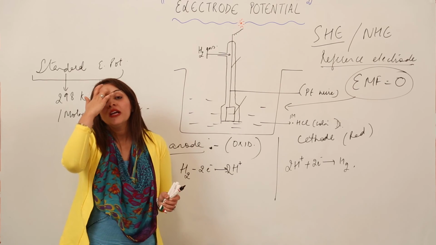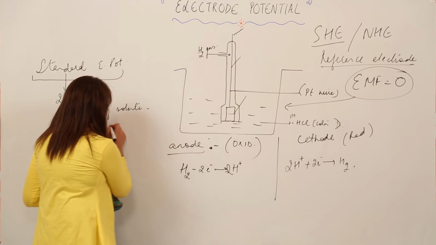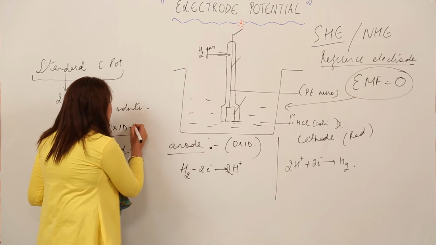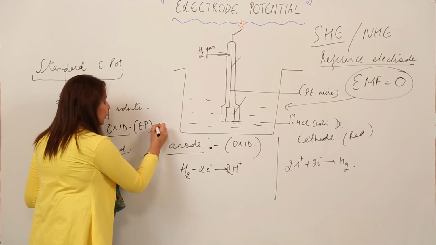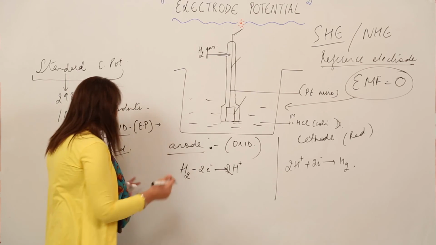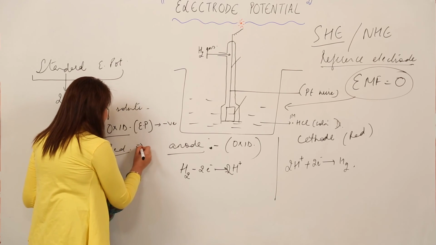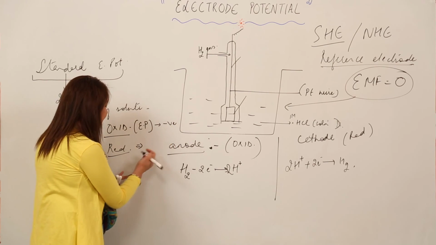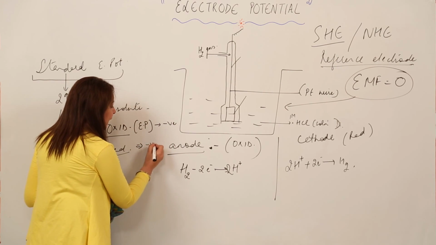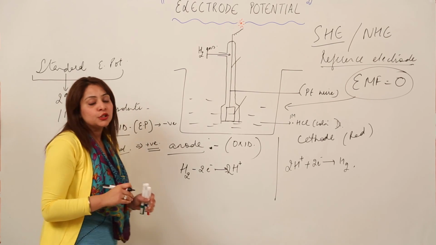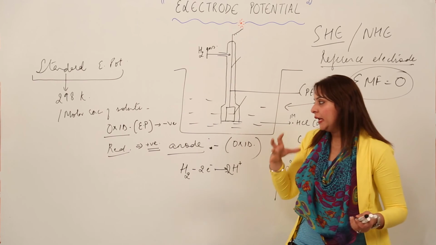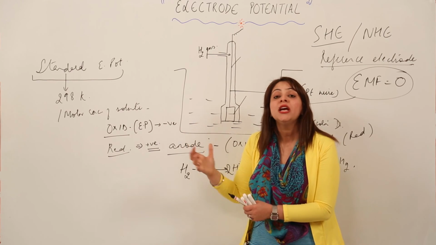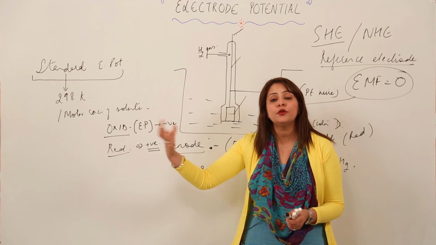One more thing you need to know is whether oxidation or reduction is taking place. The oxidation electrode potential value is always taken as negative, and for the reduction it is always taken as positive. We will be using these terms, and I will show you with an example how the standard hydrogen electrode is used to calculate the electrode potential of any other cell.